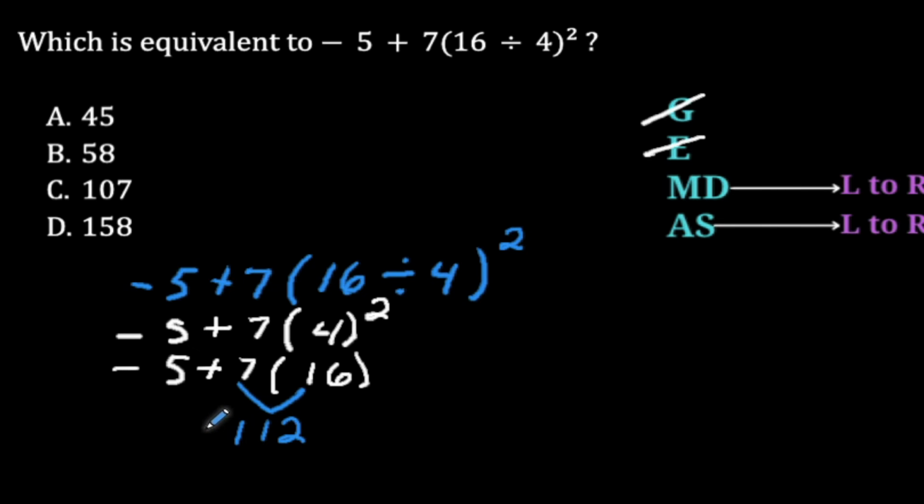All right, and we still have our -5 out here. So we have -5 plus 112, or you can look at this as saying 112 minus 5, and that's equal to 107, which is answer choice C. All right, so let's move on to another one.